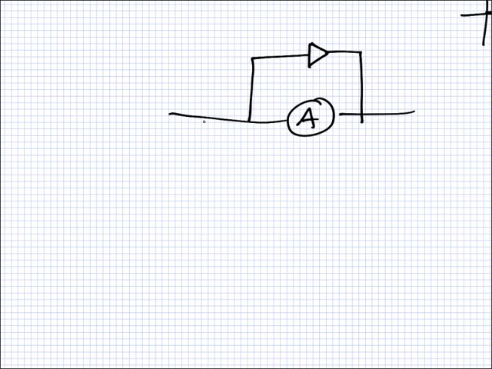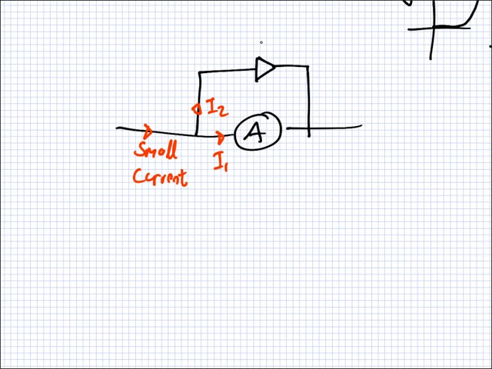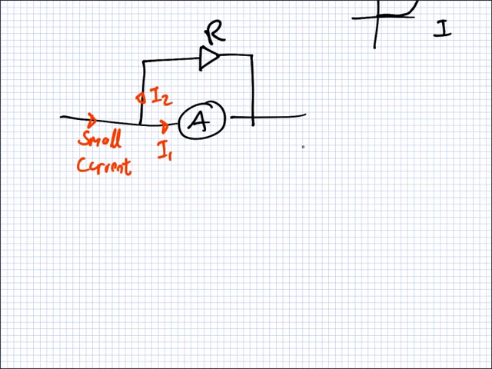Okay, so imagine here you have a small current. So some of it will go this way and some of it will go this way. And if this is small, then this one here will be big. Okay? And I want to know, what could you say here?